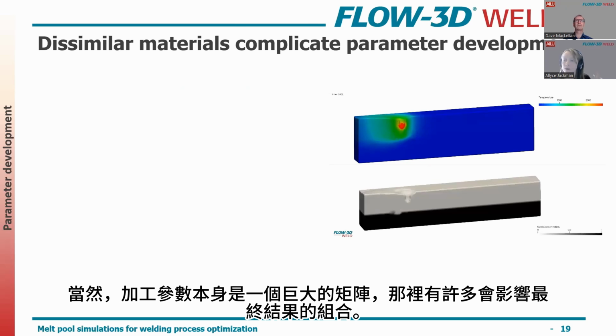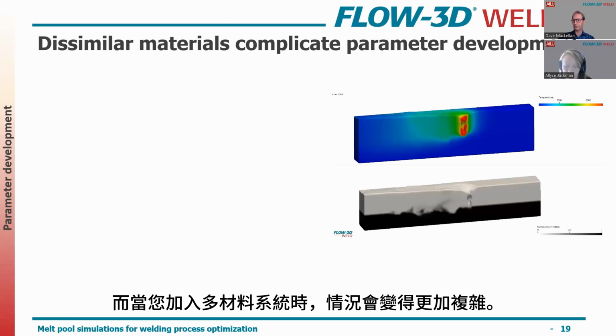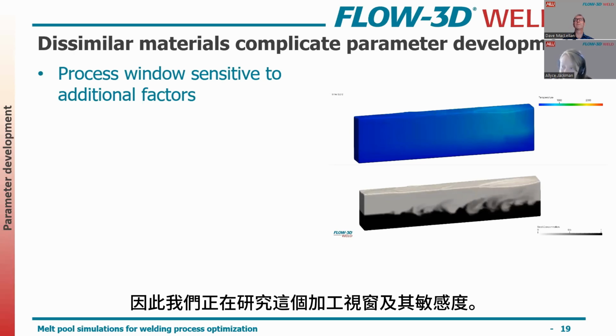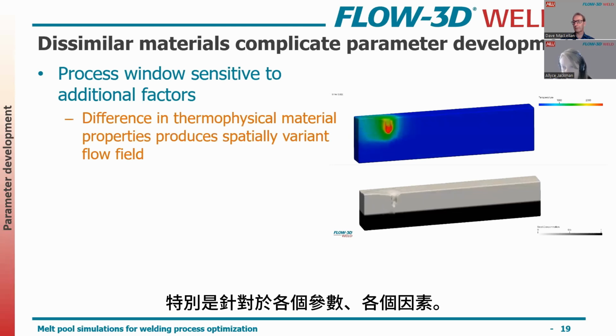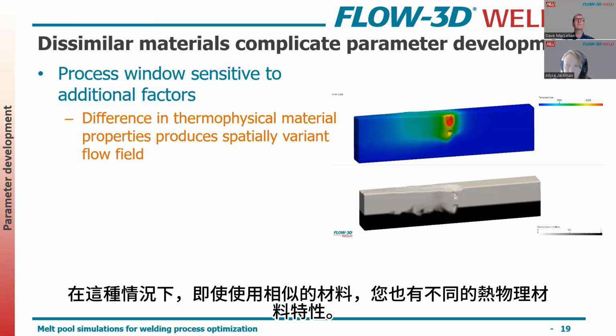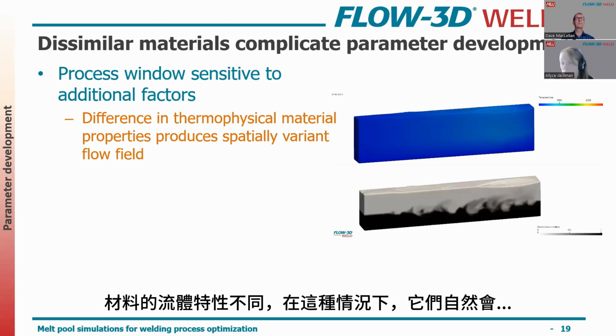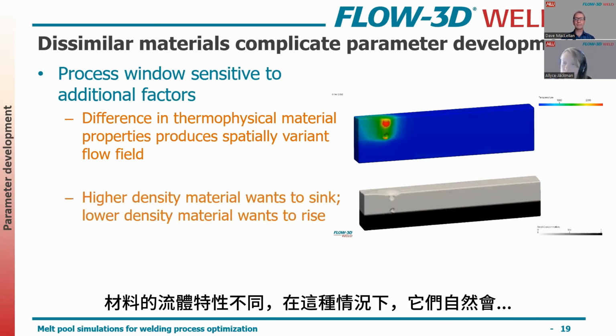So the process parameters themselves are a big matrix, right? There's a lot of combinations of things that can impact the final solution. And then when you add in multiple materials, this becomes even more complicated. So we're looking at this process window and its sensitivities specifically to the various parameters, the various factors. And in this case, with dissimilar materials, you have different thermophysical material properties that will create a spatially variant flow field, based on the fact that the fluid properties of the materials are different.